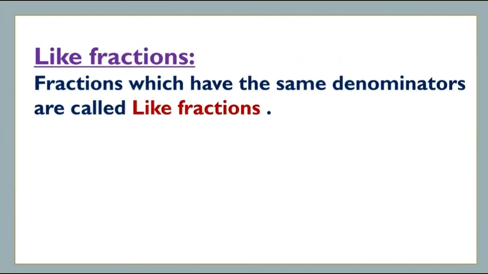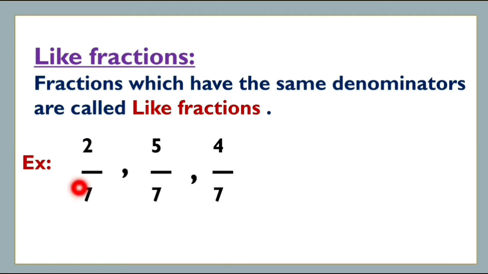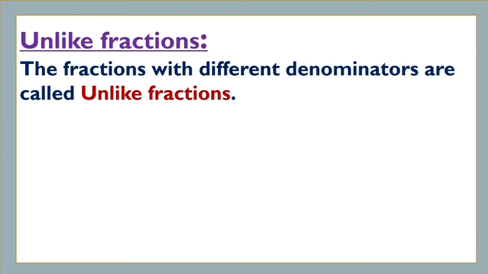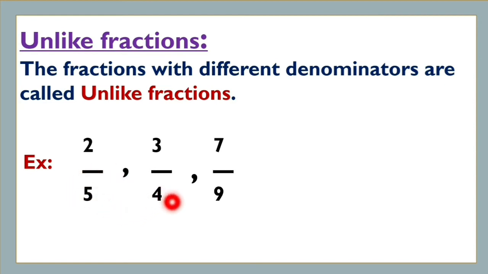Like fractions. Fractions which have the same denominators are called like fractions. See example 2 by 7, 5 by 7, 4 by 7. In all these examples, all the denominators are 7. So these are called like fractions. Unlike fractions. The fractions with different denominators are called unlike fractions. See some examples 2 by 5, 3 by 4, 7 by 9. In all these examples, we can observe that all the denominators are different numbers.